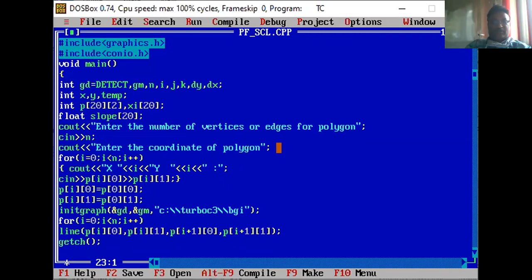So again start here for, I have to consider i = 0, i less than n. I have to calculate the slope of each edge, so I will read it here. Let's see what they have said. Float 1/m. Now I have said 1/m, so suppose the slope is 2, so 1/2 is 0.5. So 0.5 is my which value? Float value. So that's why we have considered slope as a float.